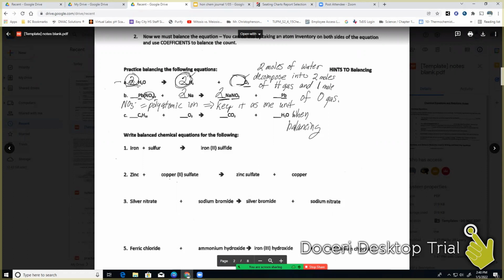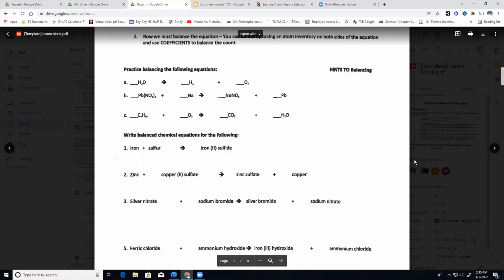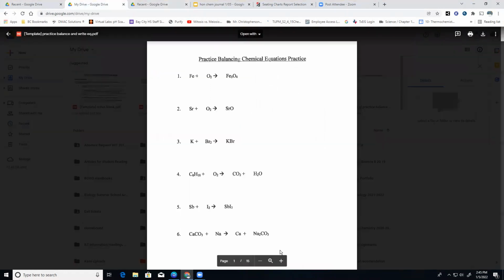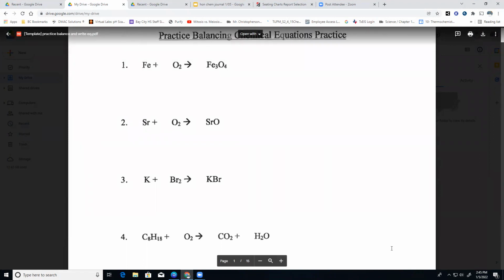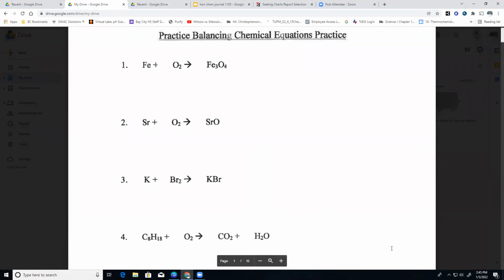All right. If you'll switch over to your practice, we're going to do more examples there because there's a lot more space to work those out. All right, so we'll just do a few here and there. So I'm going to balance these by taking an atom inventory to get them balanced.